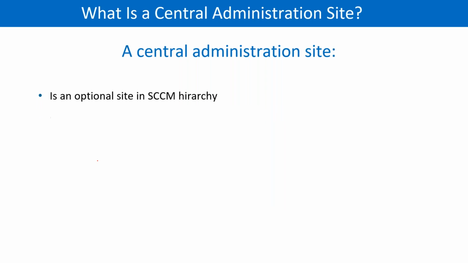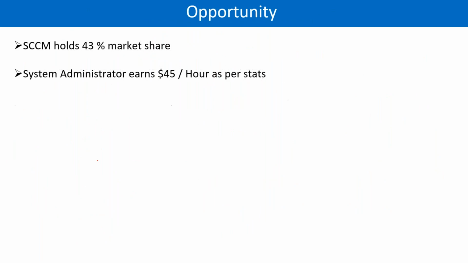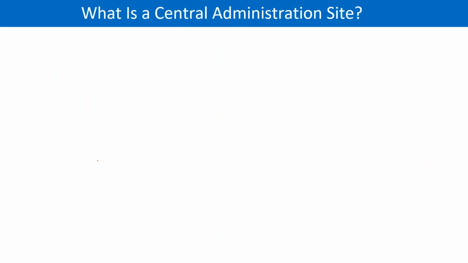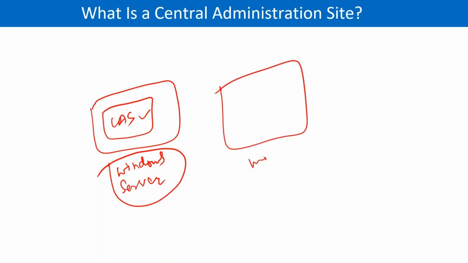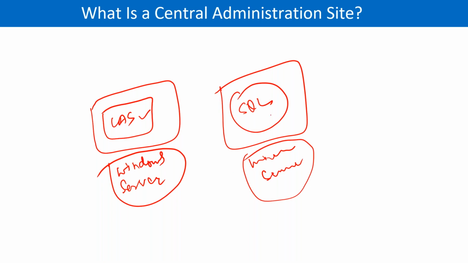I think I deleted the previous one. Basically, the primary site and the central administration site or secondary site, we install on Windows Server. So we will have a Windows Server, and on that box we will make a server. This is the platform, Windows Server, and on top of it we will install the CAS server. Just like a SQL database: you have a Windows Server, and then you make that server a SQL Server. So Windows Server is a platform, and on top of it you install the CAS or SQL or primary or secondary.